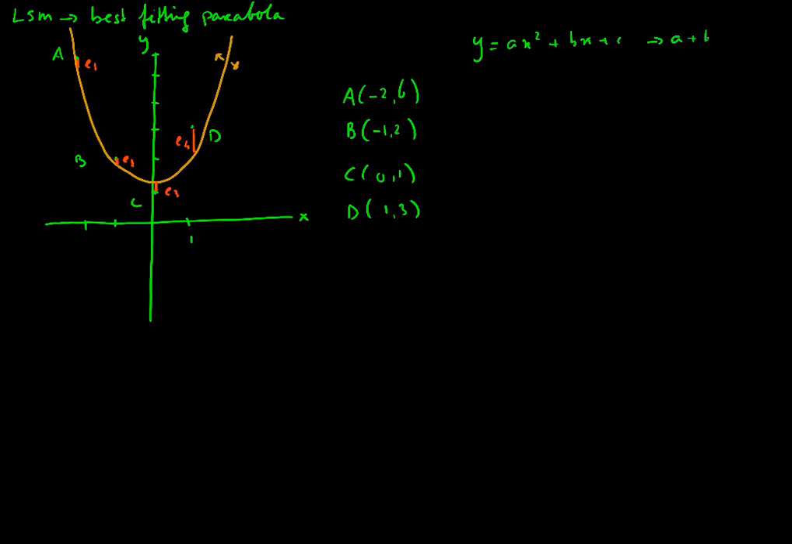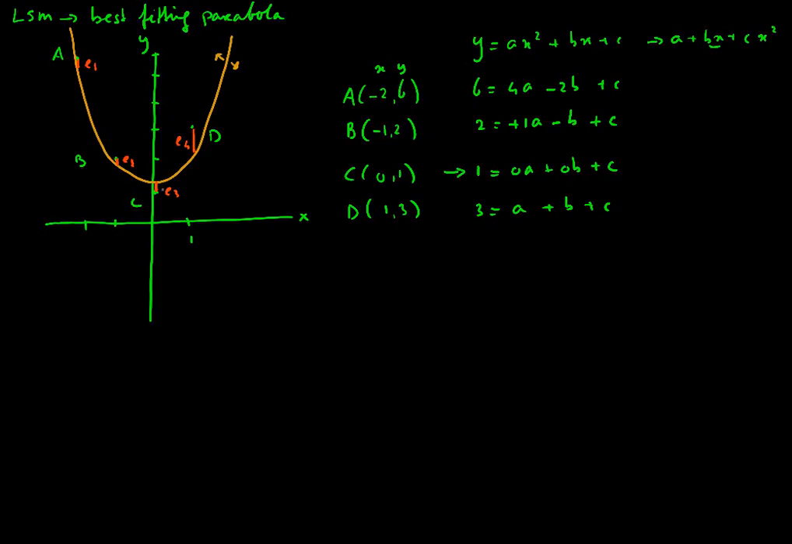Never mind, you can use the US system as well. It says a plus bx plus c x squared, which is more logical because the a is always the a and the b is always connected to the x, but never mind. So fill in these coordinates. So this is always the x coordinate, that's the y. So we have 6 is (-2) squared is 4a minus 2b plus c. We have 2 is (-1) squared is 1a minus b plus c. 1 is 0a plus 0b plus c, and the last one is 3 equals a plus b plus c.